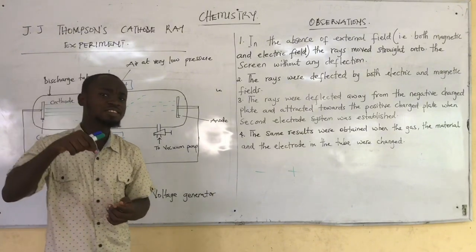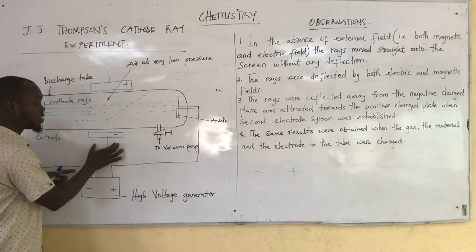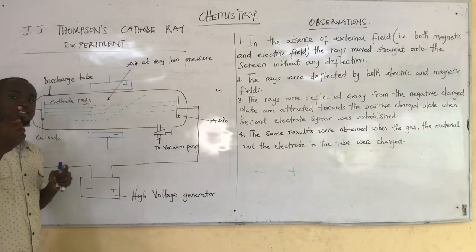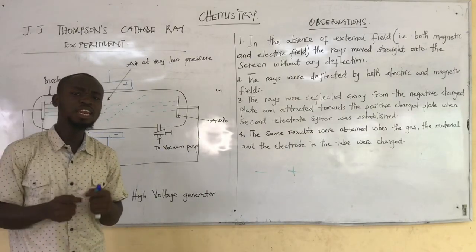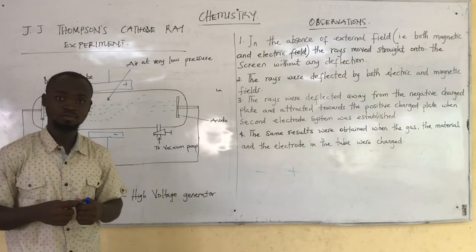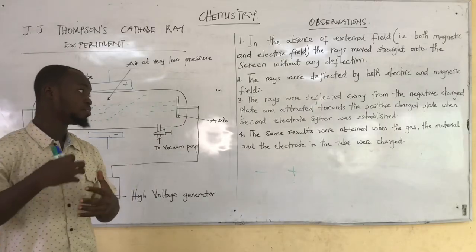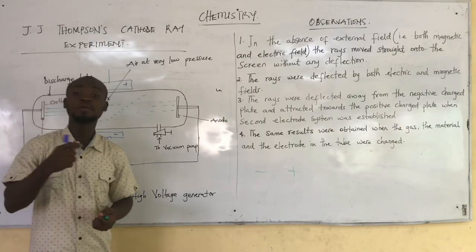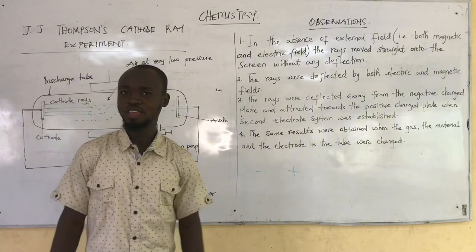To indicate that, Thomson reasoned that since the particles were bending away from the negative terminal and moving towards the positive terminal, it indicates that the particles themselves are negatively charged particles. Why? Because only like charges will repel or deflect each other. The same result obtained after the materials were changed suggested that the particles are present in every material. That was the cathode ray experiment.